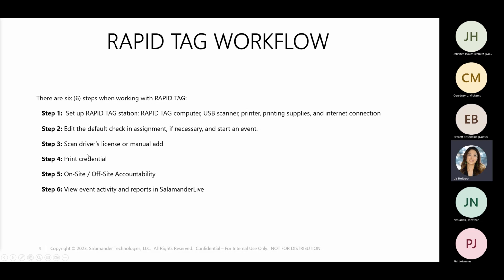Third step on here is to scan the driver's license or manually add the person or any other ID that you're looking at. Step four is printing the credential. Step five is going to be on-site, off-site accountability. So this is basically just talking about checking them out of the event by scanning their credential a second time. So you're checking them in by scanning in their ID, as they're working through the event.